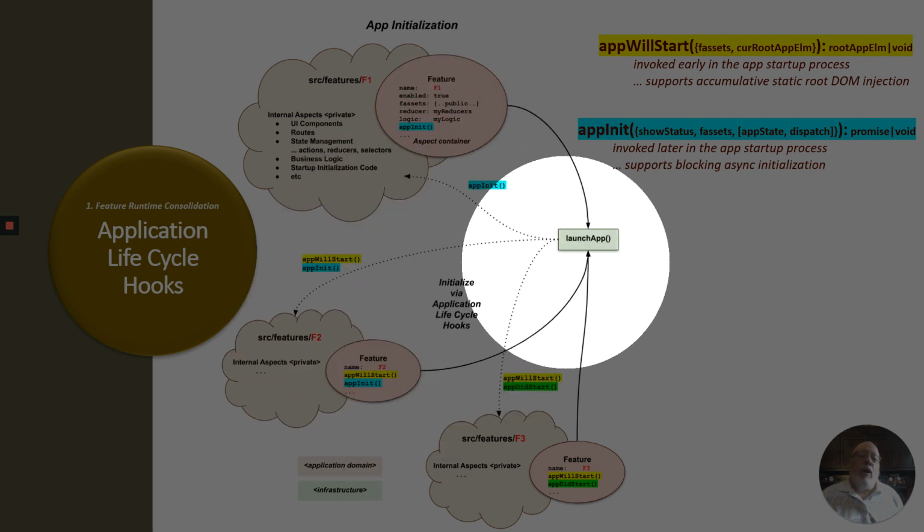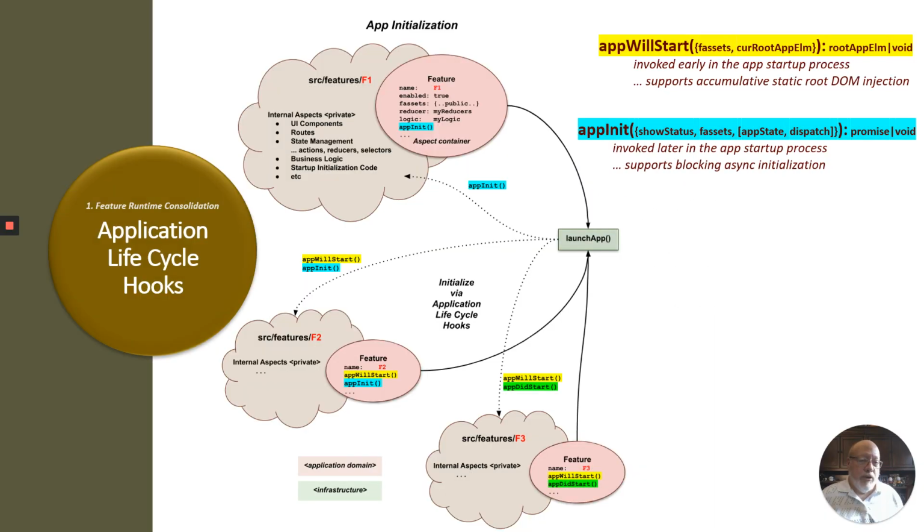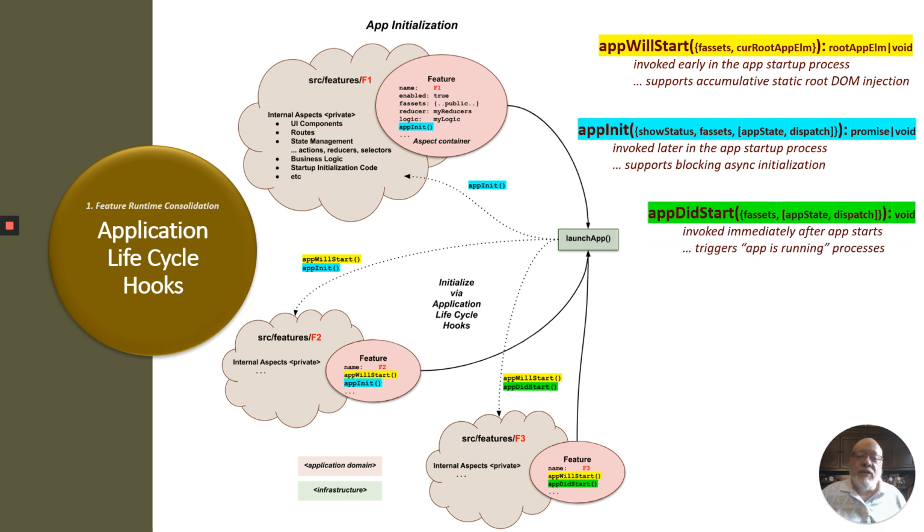And so later in the process, launchApp is going to call out to these features to do their initialization. The last item is app did start, and it's color-coded in green. Now this one's invoked immediately after the app is up and running. And it basically, as a result, can be used to trigger some type of app is running process.